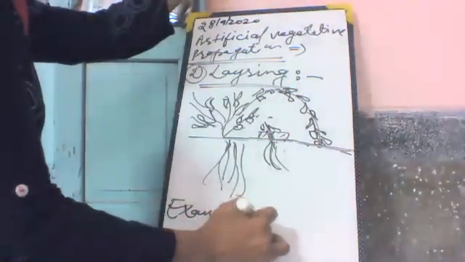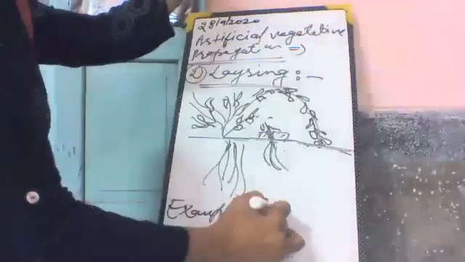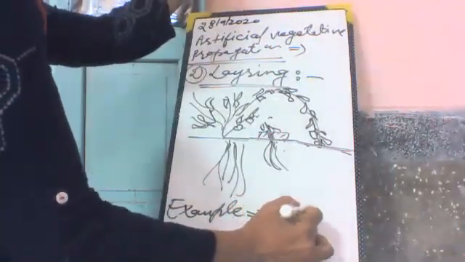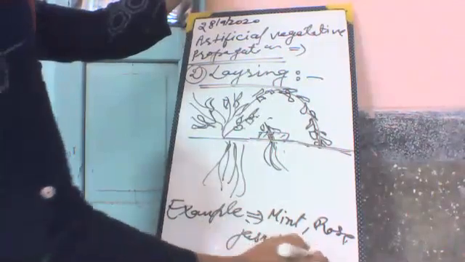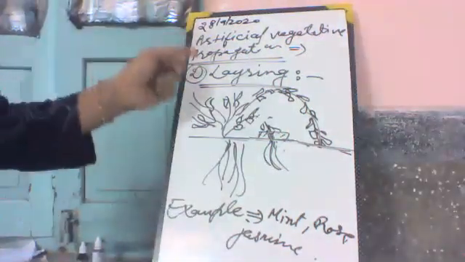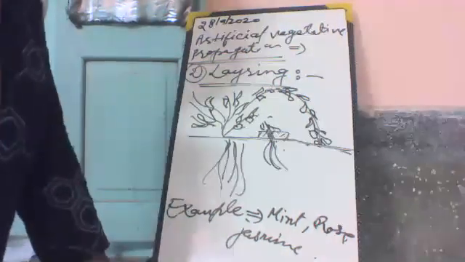Examples of the layering method are mint, rose, jasmine. These are examples of the artificial method, layering.